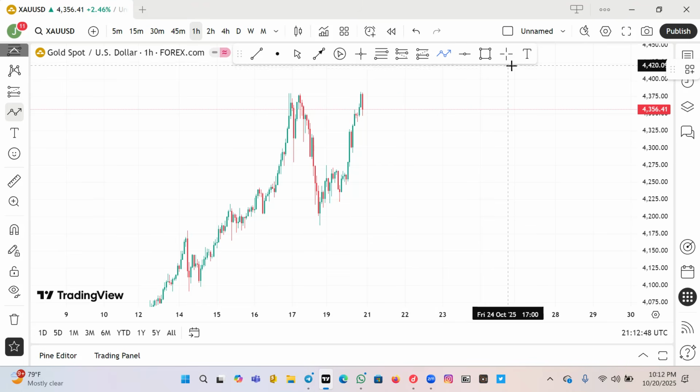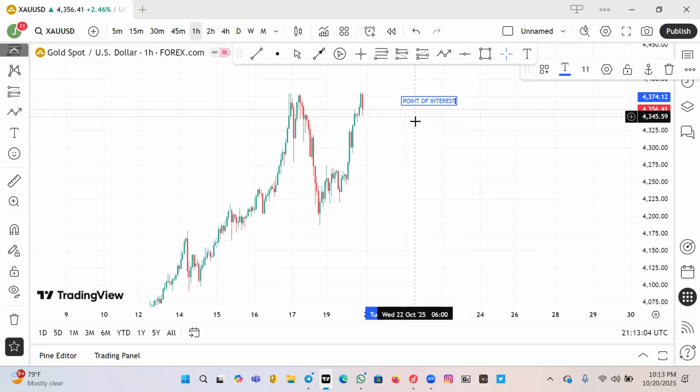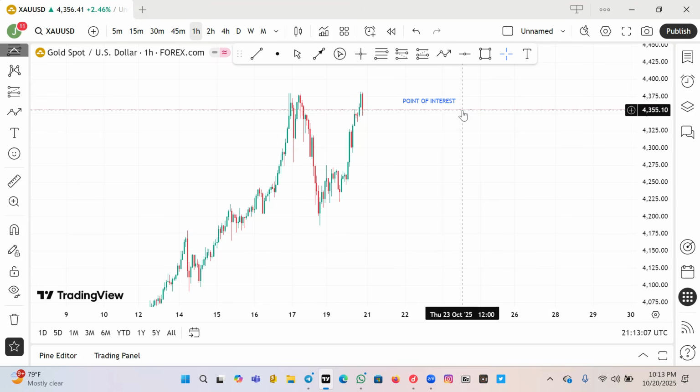POI simply means point of interest. Now, what is this point of interest? This point of interest is a place or a point you are looking out to take your entry from. A point of interest is a place in the market you are looking at to take your entry from.